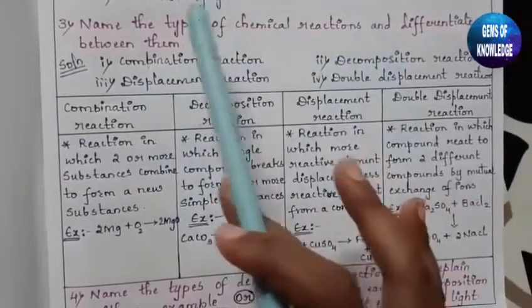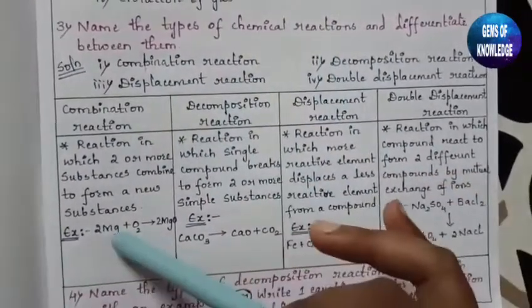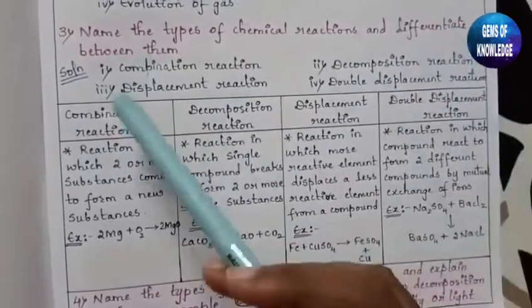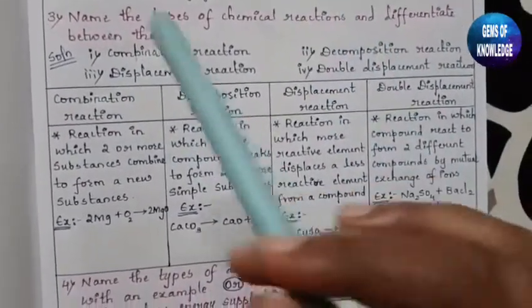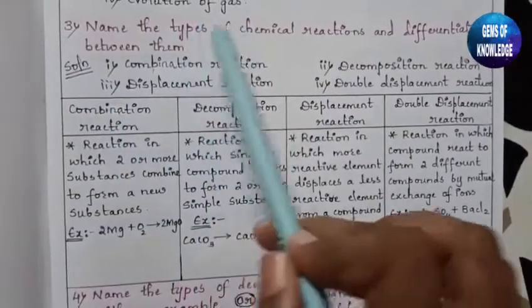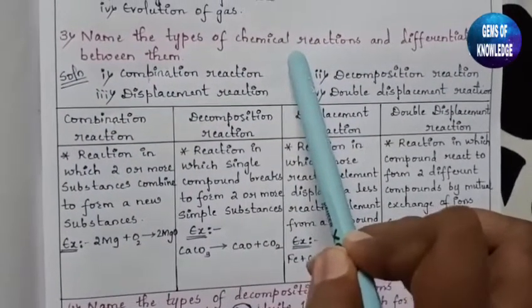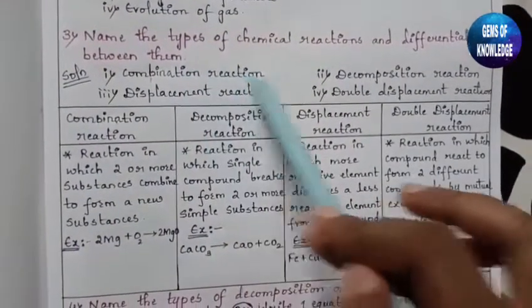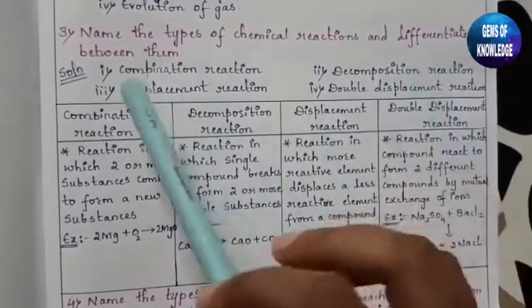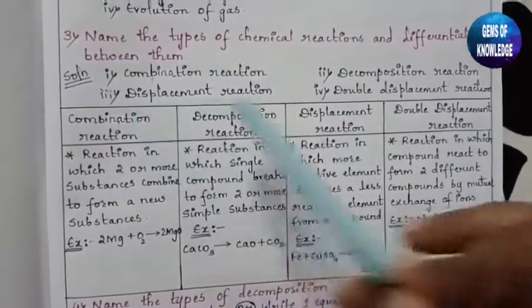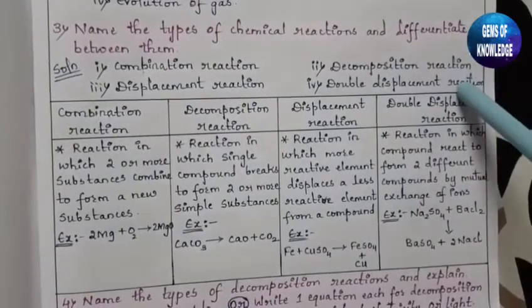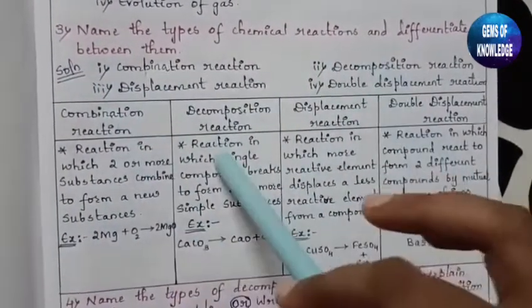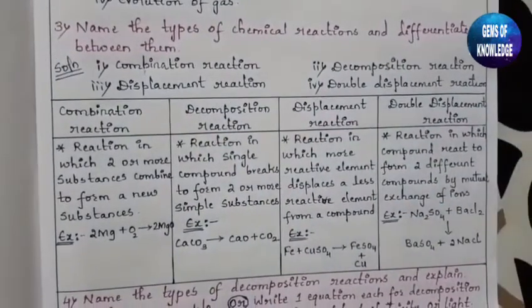So I have written what are the types of chemical reaction. Later on I will tell you how to identify whether it is combination, decomposition, displacement, or double displacement. Okay, so the first condition, see what are the types of chemical reactions. Name the types of chemical reactions. There are 4 types of chemical reactions. First one is combination reaction, second one is decomposition reaction, third one is displacement reaction, and the fourth one is double displacement reaction. Let us see one by one what is combination reaction, what is decomposition, what is displacement, and what is double displacement.